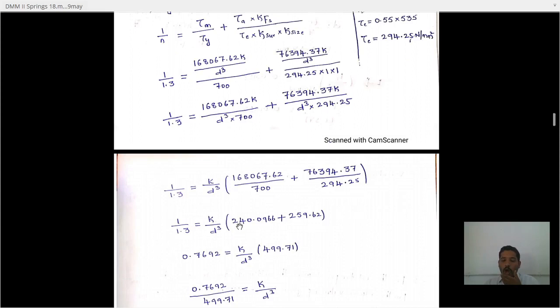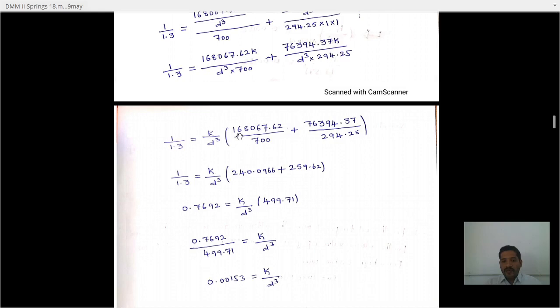So we need to observe which terms are common. In this case, K and K are constant and common here, as well as d cube and d cube. You just need to take K by d cube out of the bracket, and the remaining terms we represent in the bracket: 168067.62 by 700 plus 76394.37 by 294.25.